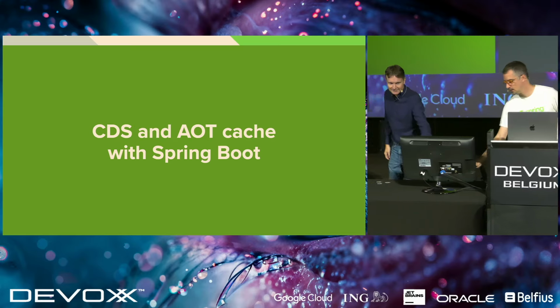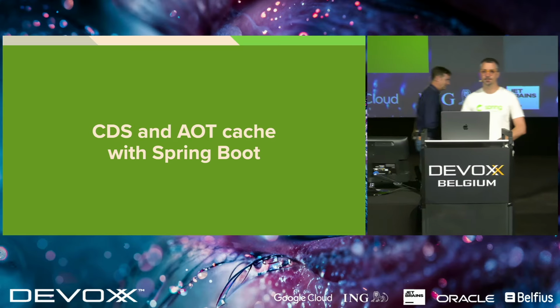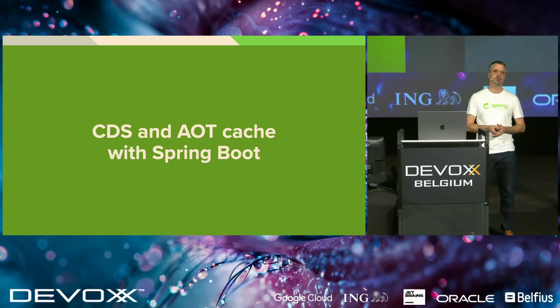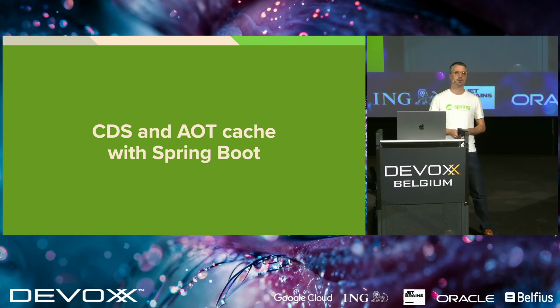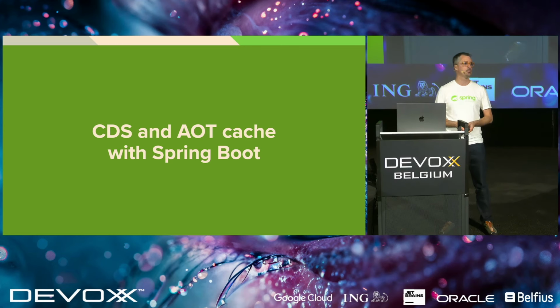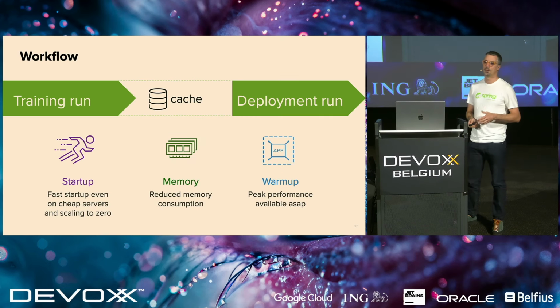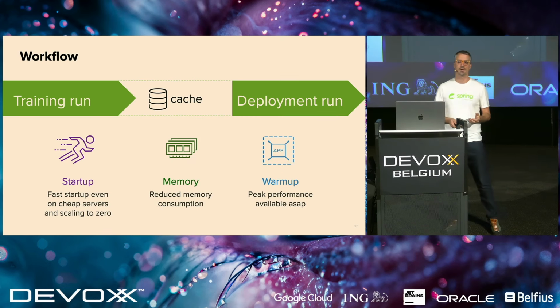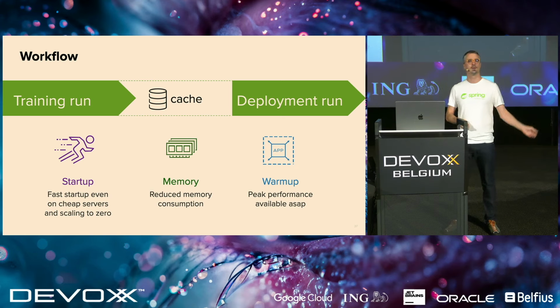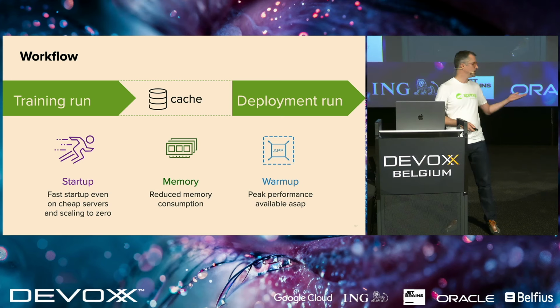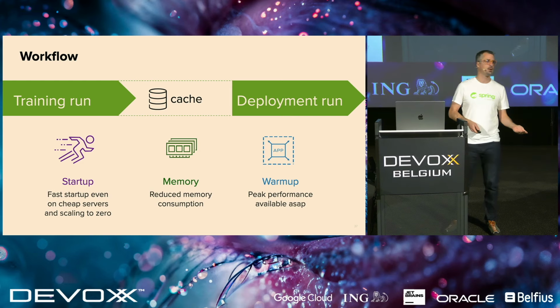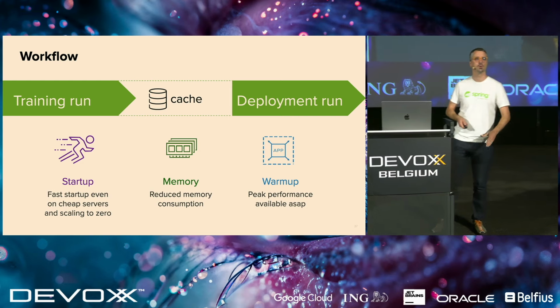Thanks, Per. So we are going to see how we can leverage CDS and AOT cache with Spring Boot as a use case to build enterprise features that are useful for your concrete use case. The workflow we are going to see today is the following. You are going to perform a training run of your application, of your workload, typically a Spring Boot web application. That will be used to create the cache that Per mentioned. It will be serialized on disk, either in your container image or directly on a volume in your platform.